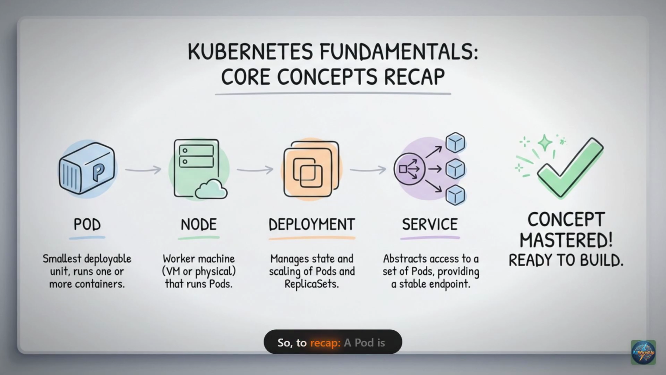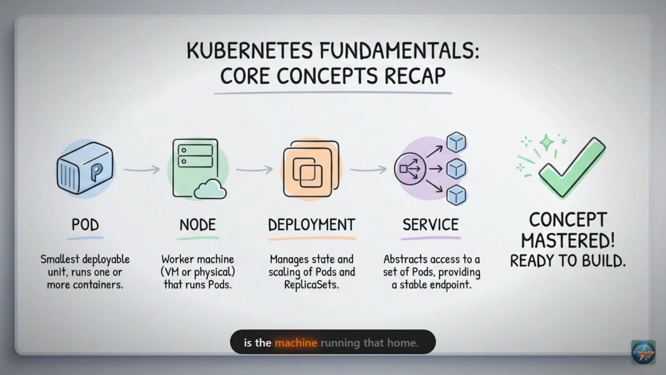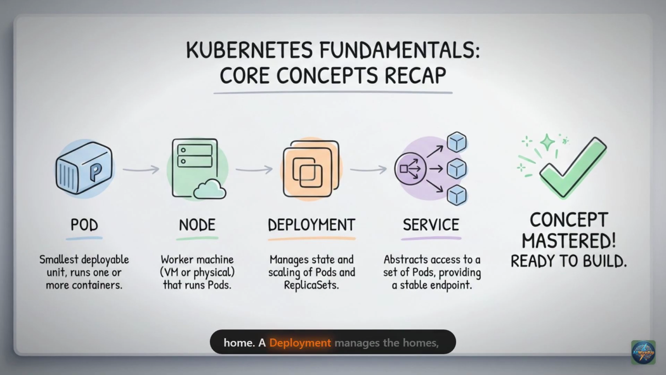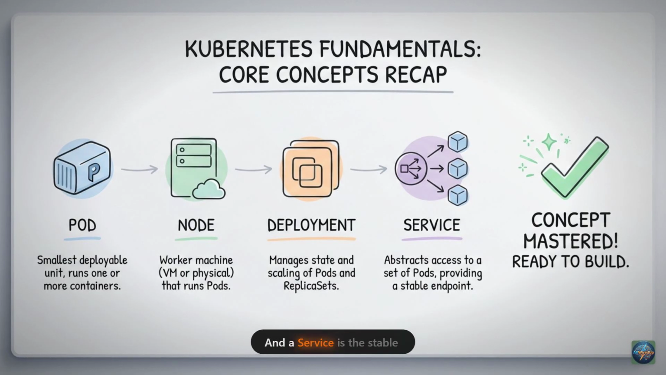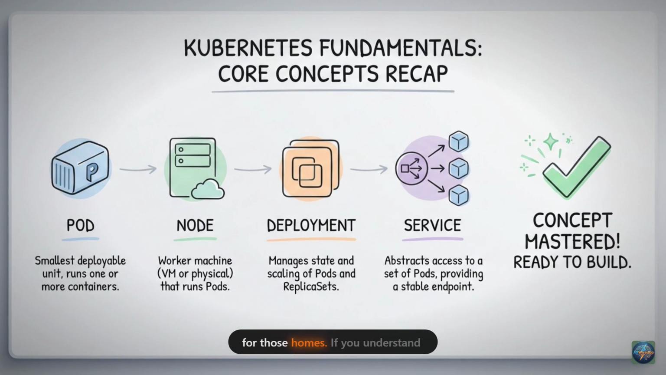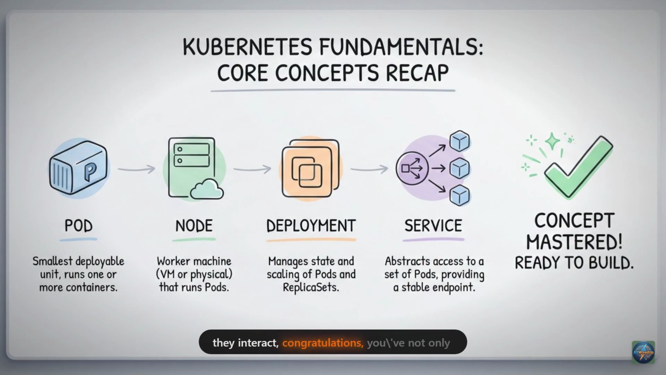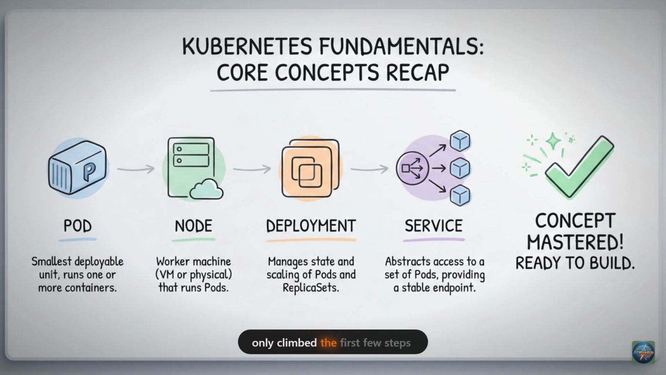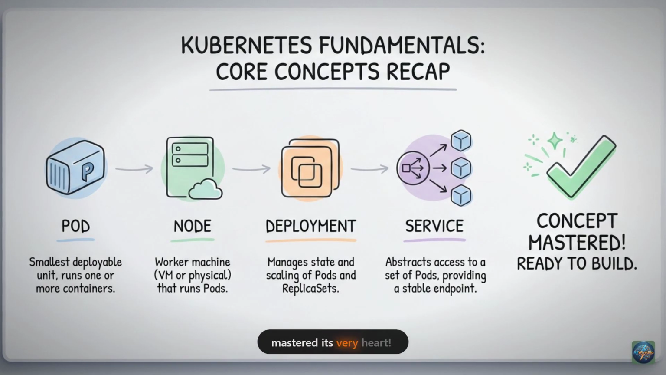So to recap, a pod is your application's home. A node is the machine running that home. A deployment manages the homes, keeping them safe and numerous. And a service is the stable address and traffic director for those homes. If you understand these 4 concepts and how they interact, congratulations! You've not only climbed the first few steps of that Kubernetes mountain, you've mastered its very heart.